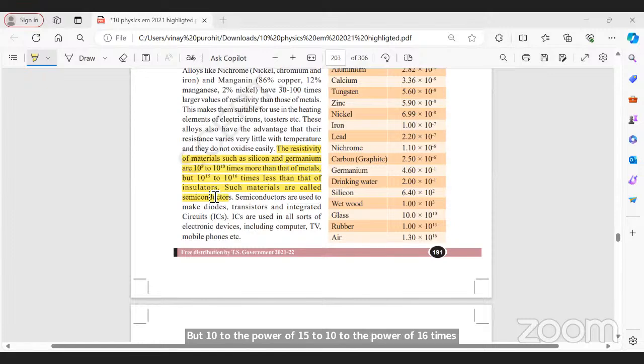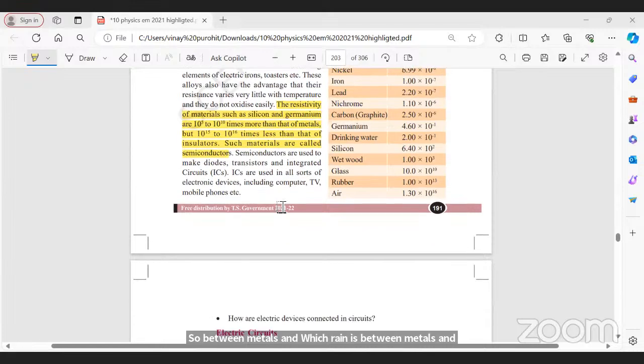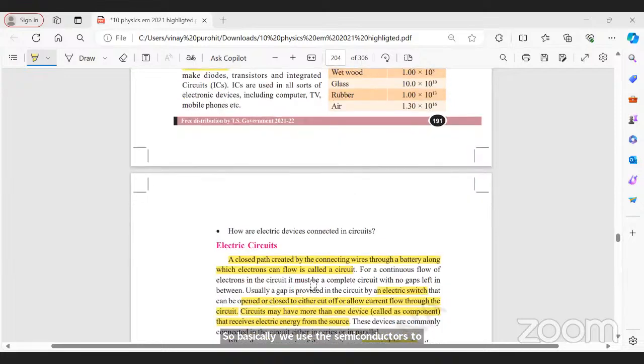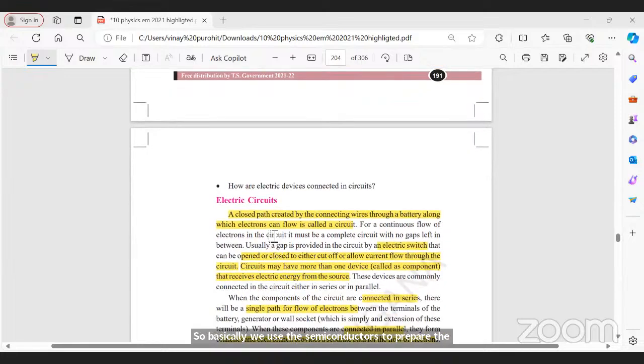So such materials which range between metals and insulators are nothing but semiconductors. Basically we use semiconductors to prepare diodes, transistors, and integrated circuits, which are electronic components.